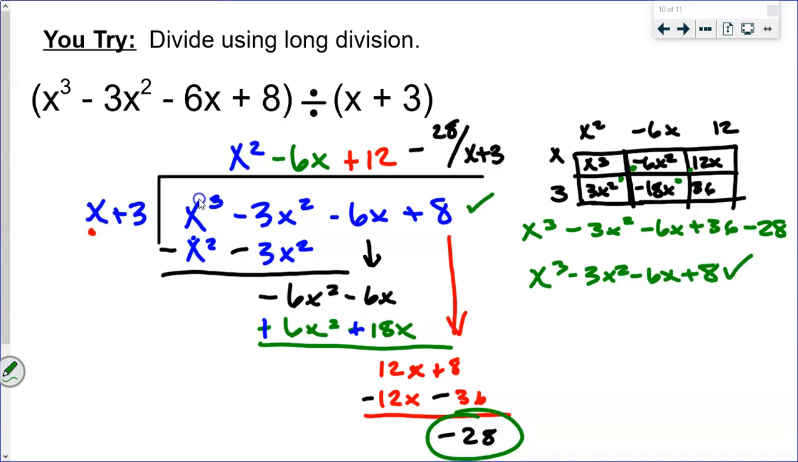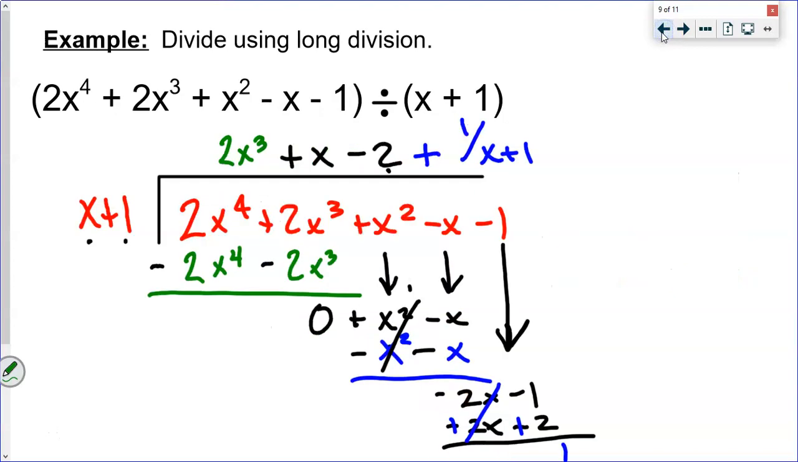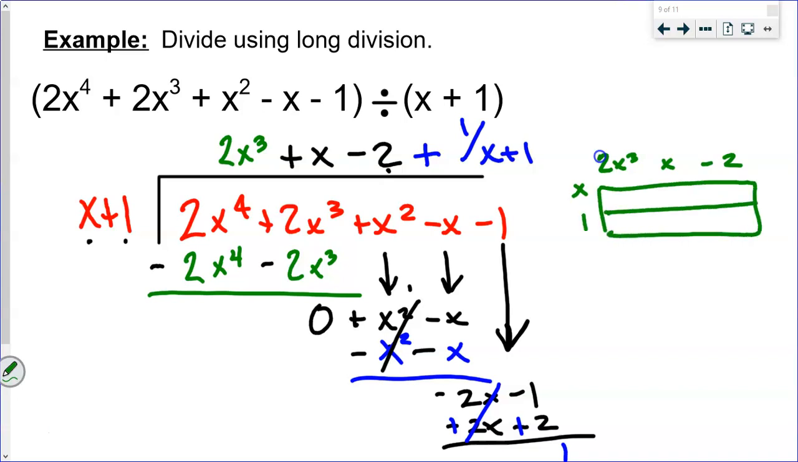So let's go back to the previous one just so we can check it so you guys can see me do it again, okay? So here we go again. This is going to be 2x to the third, x, and minus 2, right? And then we're going to multiply that by x and 1. So this is going to be 2x to the fourth. This is going to be x squared. This is going to be minus 2x. This is going to be 2x to the third. That's just going to be an x, and this is going to be minus 2.